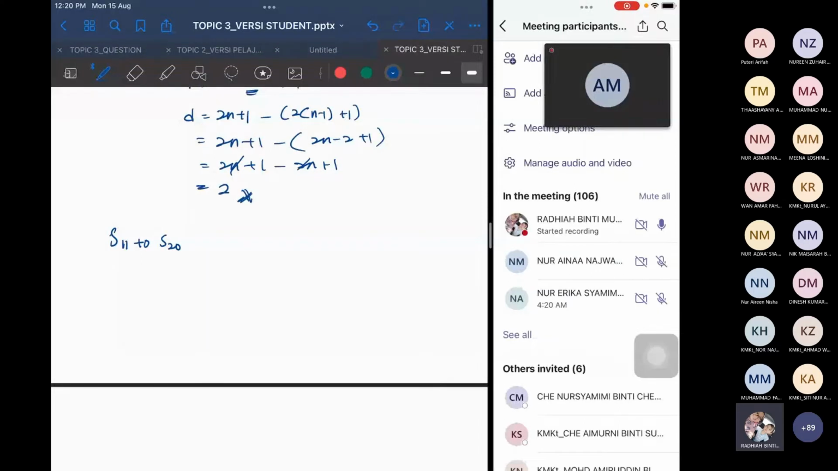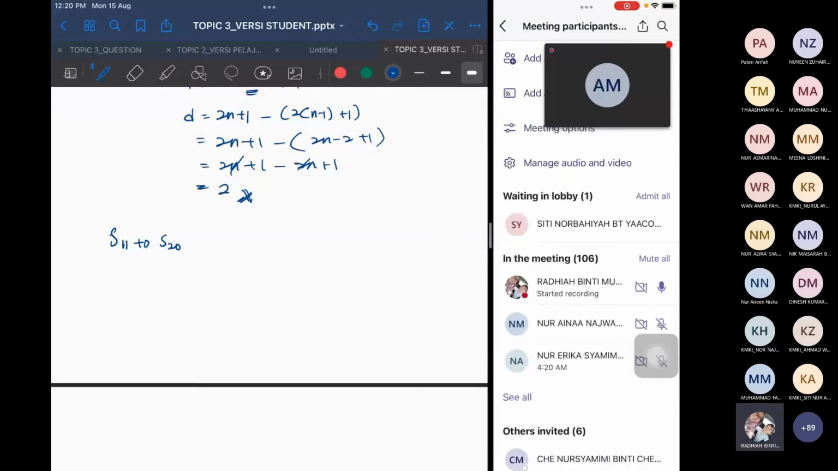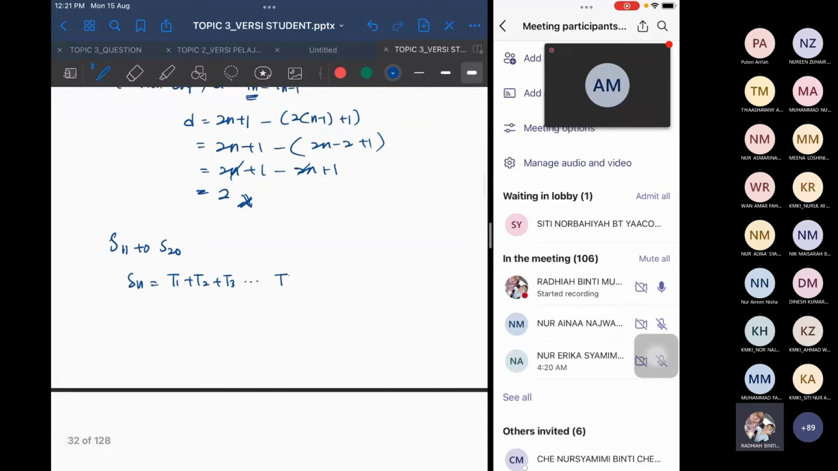Okay, so sekarang ni dia minta kita cari sum 11 to sum 20. Dia minta kita cari kita punya sum of 11 to 20 kan. So macam mana ni? Okay, so you tahu you punya sum tu adalah T1 plus T2 plus T3 until Tn kan. You punya definition of Sn tu.